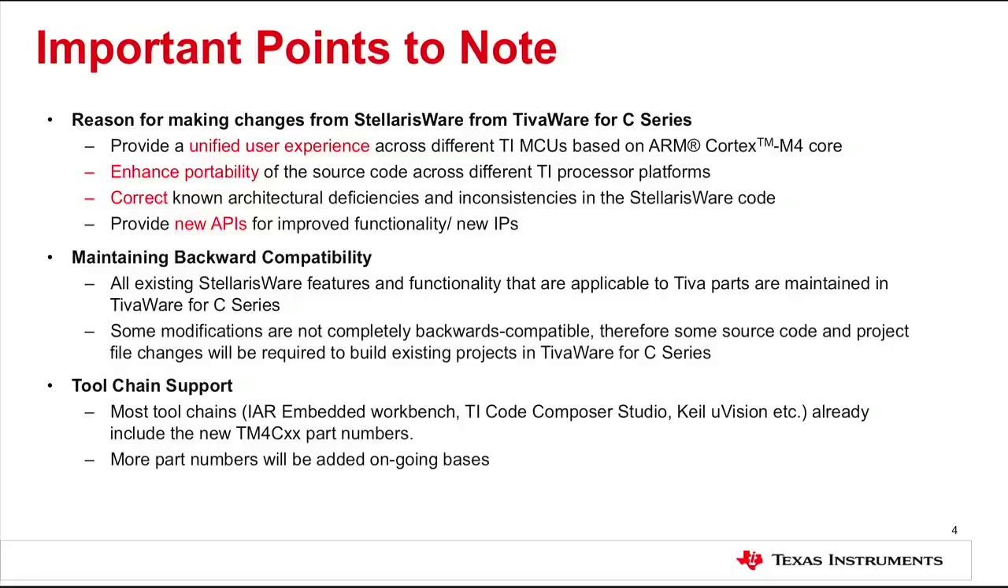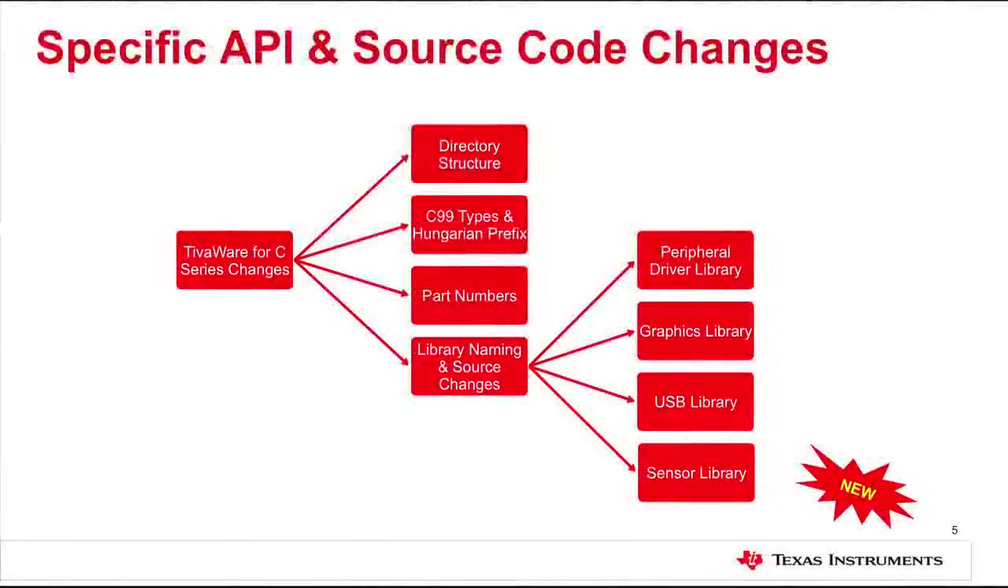The changes from StellarisWare to TivaWare can be broadly classified in four groups: changes pertaining to the directory structure, changes that involve C99 types and Hungarian prefixes, changes specific to part numbers, and lastly, the changes that involve library names and driver source. We have also added a brand new library called Sensor Library in TivaWare for C-Series. And now let us take a look at each of those changes in detail.